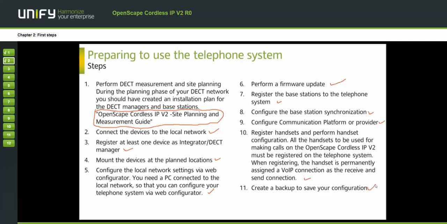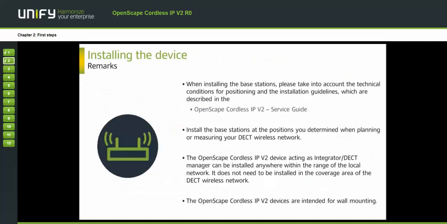As mentioned before, the OpenScape Cordless IP version 2 device acting as integrator or DECT manager can be installed anywhere within the range of the local network. It does not need to be installed in the coverage area of the DECT wireless network, as long as you don't use the antennas. Of course, if you want to use the antennas of the DECT integrator, DECT manager in the small solution, then you need to be in the coverage area. And finally, the devices are intended for wall mounting.